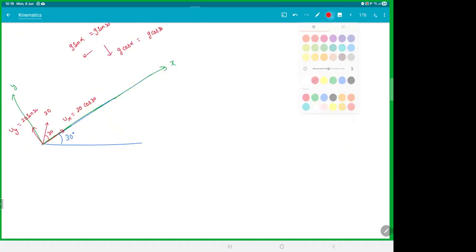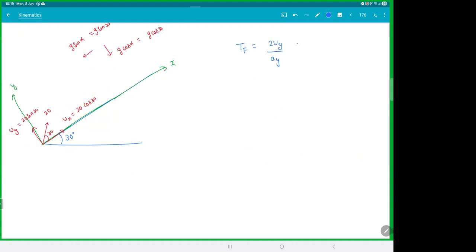So you're done. What is time of flight? Time of flight doesn't care about anything. It is 2u vertical by a vertical. What is u vertical? 20 sine 30. g vertical is 10 cos 30. That's tan 30, 4 by root 3. That's your time of flight. What is the range? sx is equal to ux times time of flight plus half ax times time of flight square.